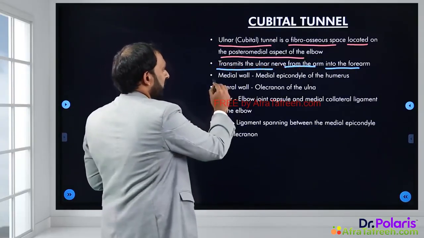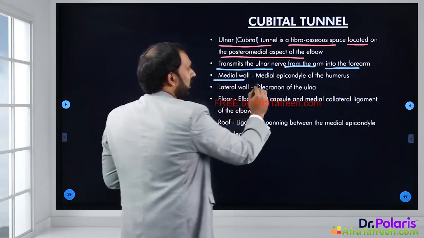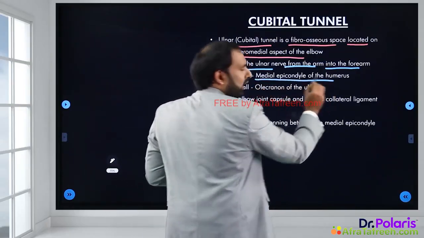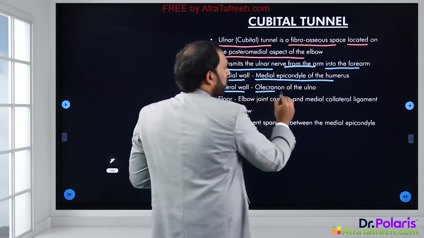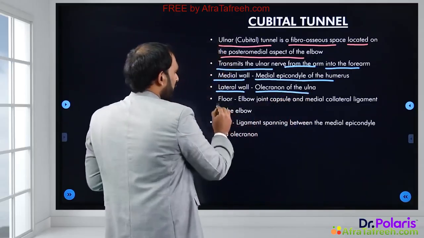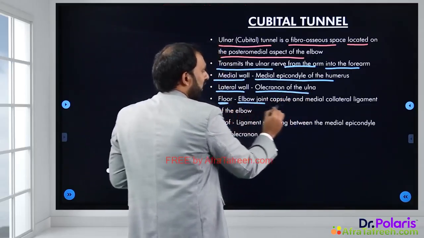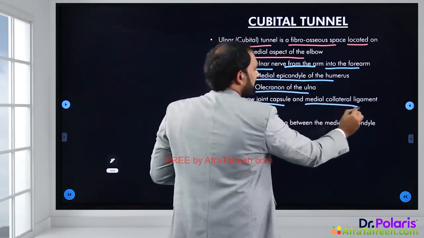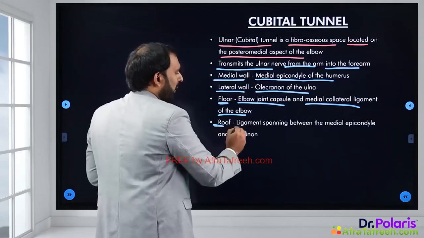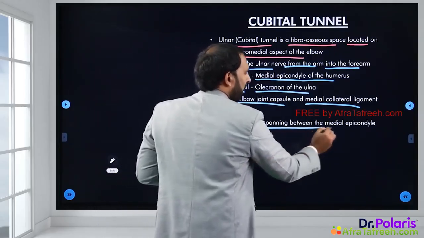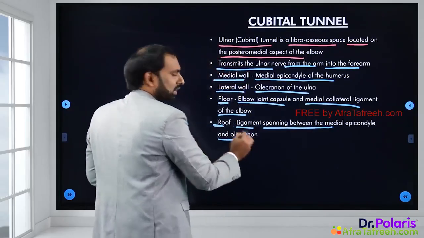So medially, the medial wall of the cubital tunnel is made up by the medial epicondyle of the humerus. The lateral wall is formed by the olecranon process of the ulna. The floor is by the elbow joint capsule and the MCL, that is the medial collateral ligament of the elbow. And the roof is formed by any ligament that is spanning between the medial epicondyle and the olecranon.